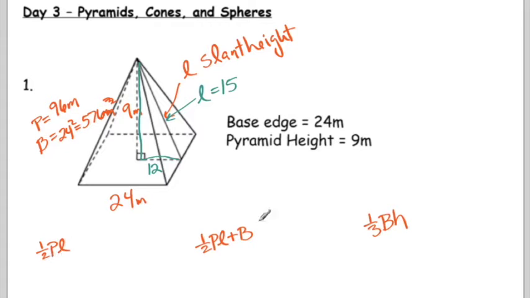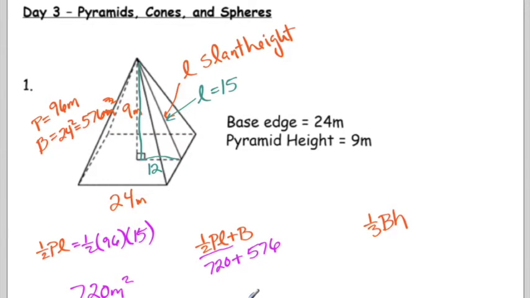So now we have everything we need to plug into our formulas. 1/2 the perimeter of the base, which is 96, times the slant height, which is 15. When you simplify that, you get 720 meters squared for the lateral area. For the surface area, we already have the 1/2 PL part, which is 720. We just add the area of the base, which we found to be 576, and combining like terms gives 1,296 meters squared for the surface area.